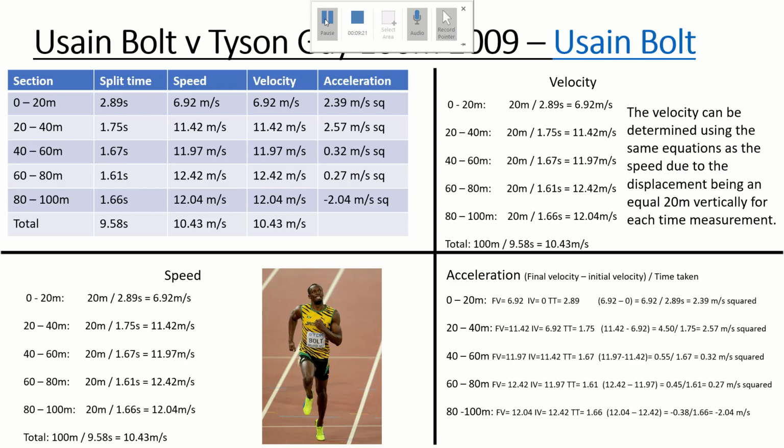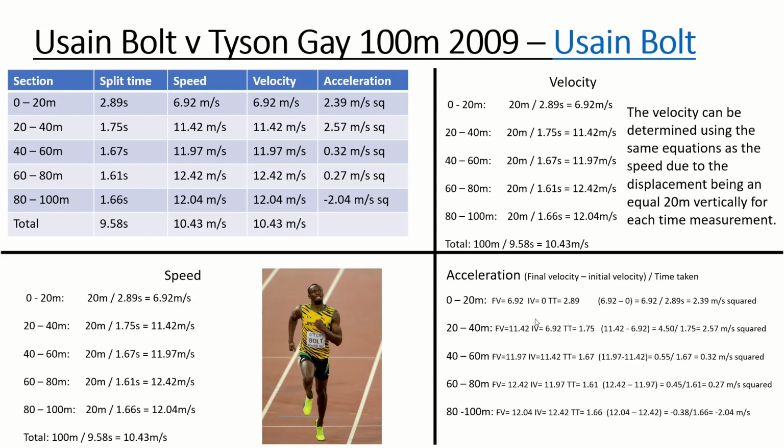taken. Usain Bolt's acceleration during the first 20 meters of the race was perhaps his greatest during the race, as he's going from a starting initial velocity of 0, and the final velocity at the 20 meters of that section was 6.92. So 6.92 minus 0 obviously equals 6.92, and then you divide that by the time taken being 2.89, which gives the acceleration of the initial 20 meters of 2.39 meters per second squared.